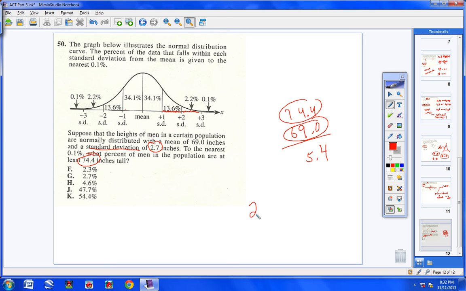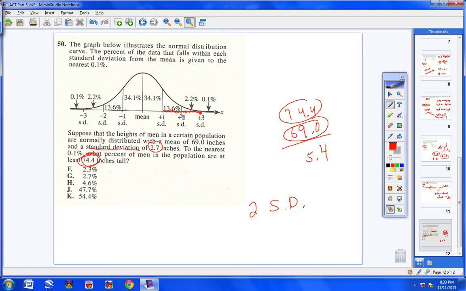Hold it. That's 2 standard deviations. One standard deviation is 2.7, and they set it up like that on purpose to make it easier. We have a 5.4 difference between the average height and the group of people that we're evaluating, at 74.4 inches. So if the difference is 5.4, that's 2 standard deviations. And so that means we go all the way from here all the way to here.